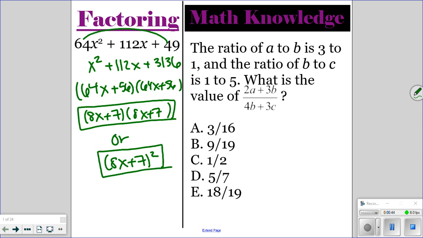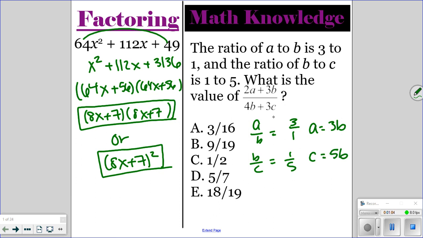From there, you're looking at the math knowledge question. A to B is 3 to 1, and it says B to C is 1 to 5. So if I cross multiply, A equals 3B and C equals 5B.